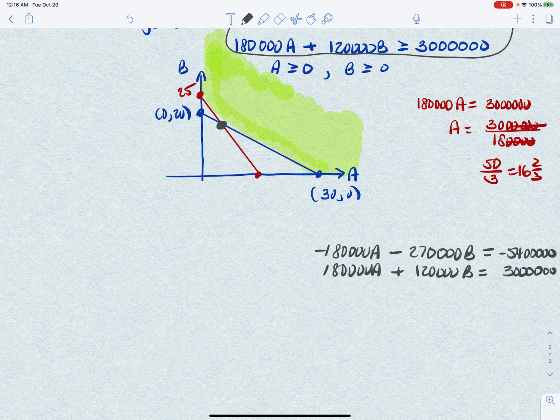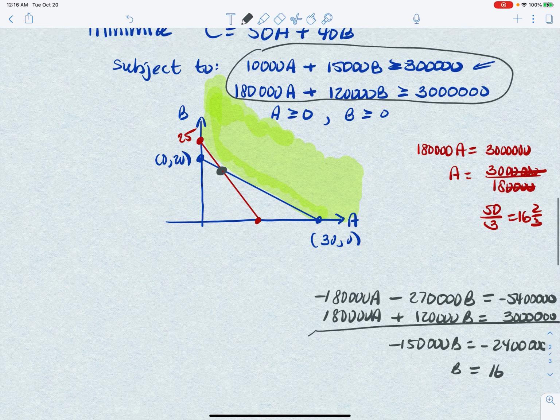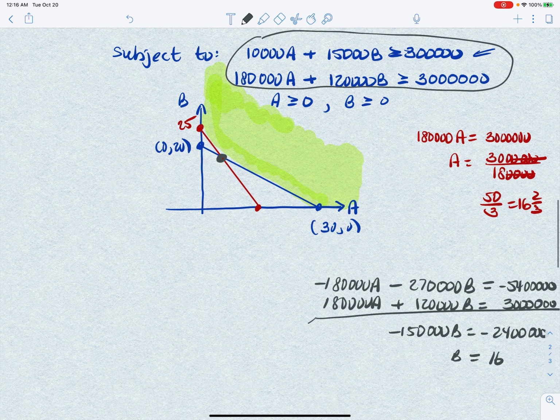The page has gone wild here. And then if I add those together, I get negative 150,000b equals negative 2,400,000. And that will say b is equal to 16. Okay, great. So if b is equal to 16, I plug that back into one of the other equations. I'll just spoil the secret right here. That's going to give me a is equal to 6. So I encourage you to try that on your own if you want to pause the video, or just go to Desmos and find the point of intersection.